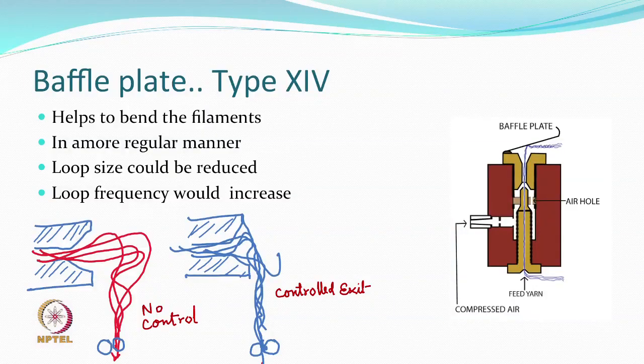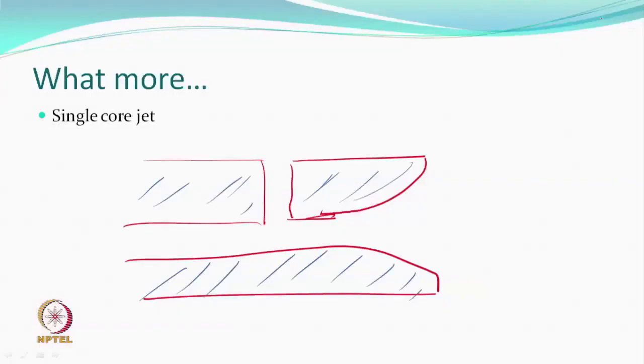This type of jet was type 14. Everything else remaining the same: converging, diverging, asymmetric entry of the air, right angle withdrawal and a plate. What more?